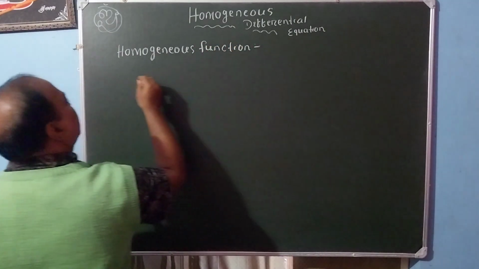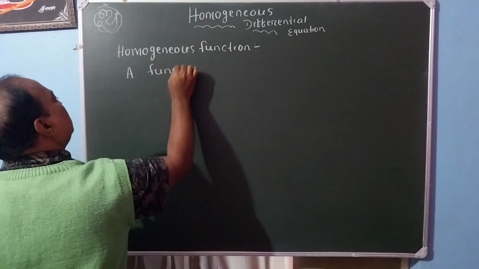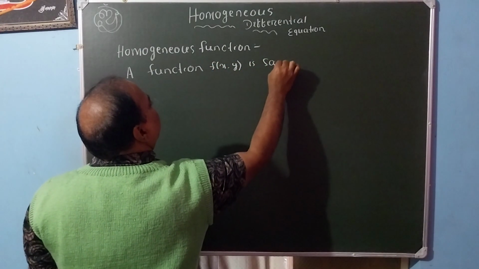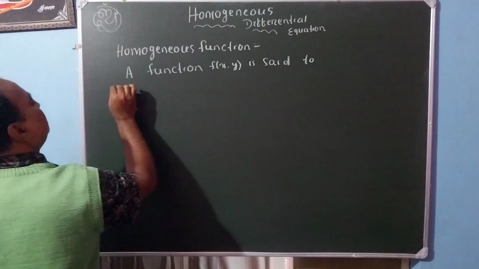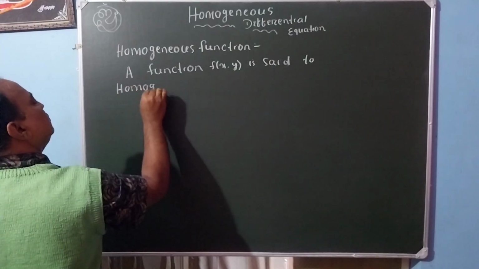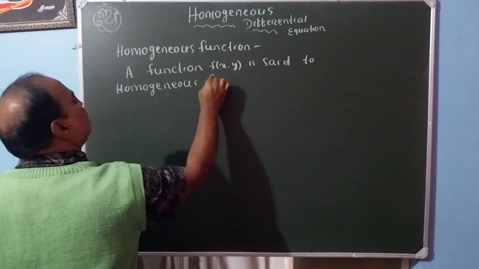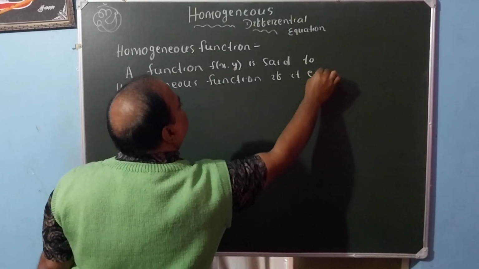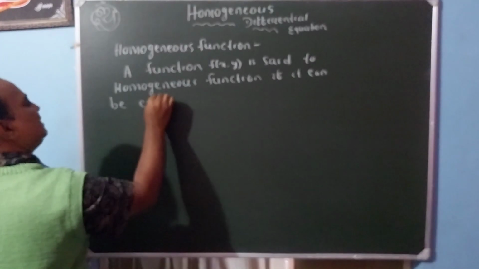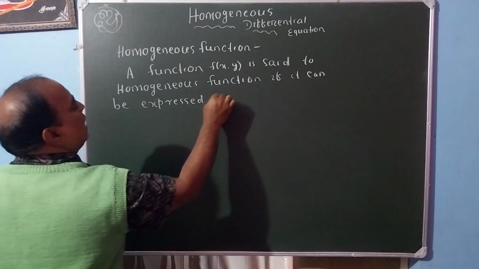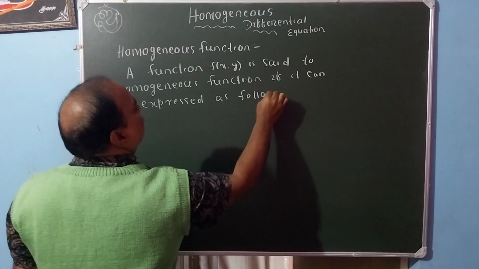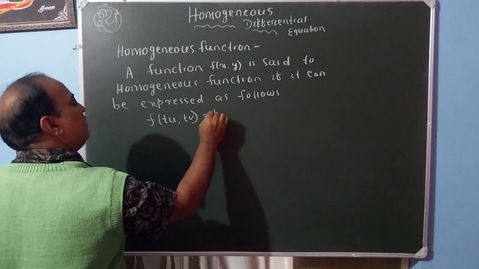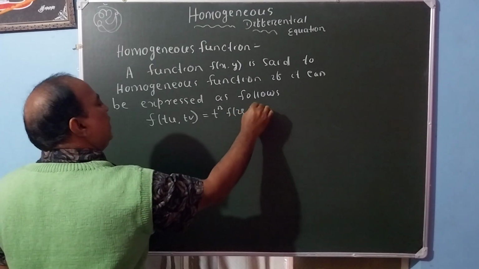What is a homogeneous function? Write down: a function f(x, y) is said to be a homogeneous function if it can be expressed as follows: f(tu, tv) = t^n f(u, v).